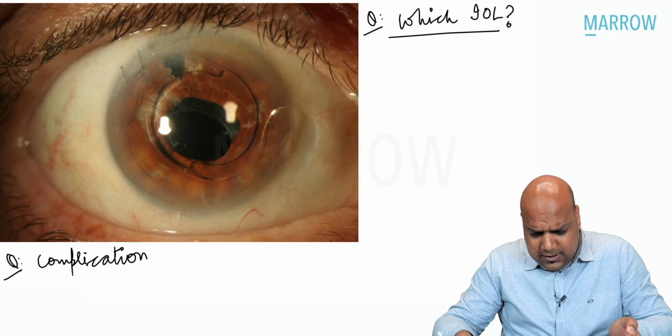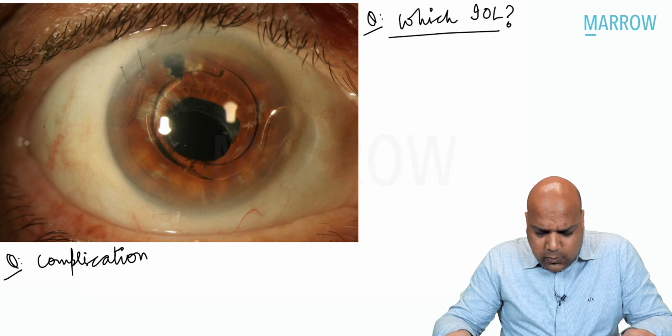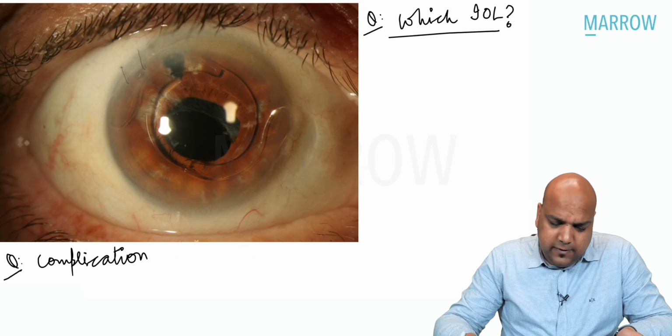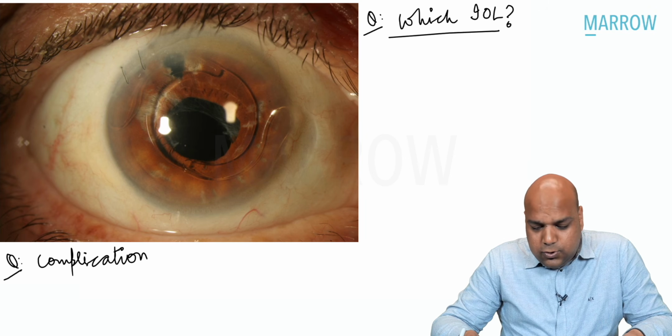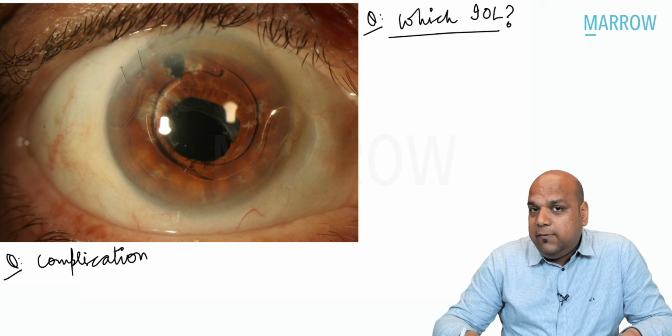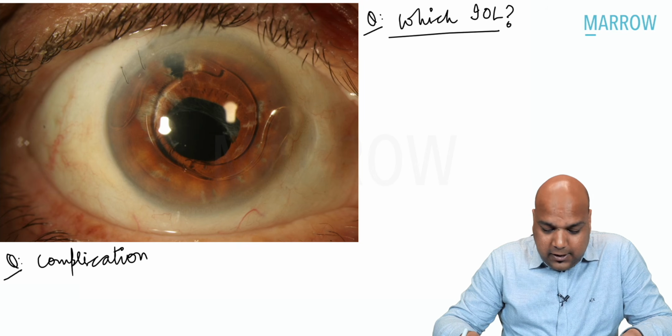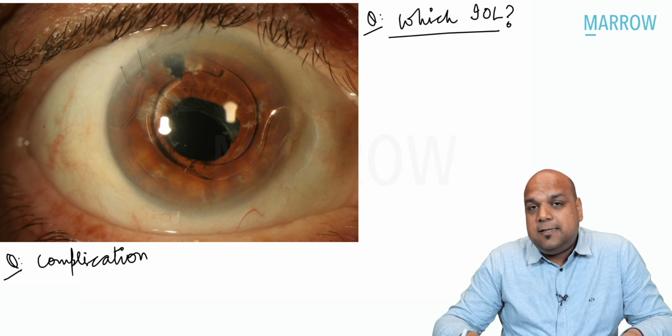Let us see this next image. Okay, the question is which IOL. So do we see an IOL in the image? Yes, we do see an IOL. Now there are two clues in this. Which IOL are we asking about? Are we asking about the material of the IOL? No, we are asking essentially about which IOL.